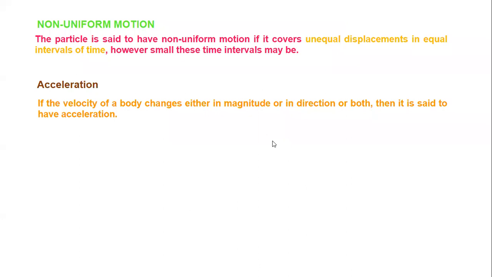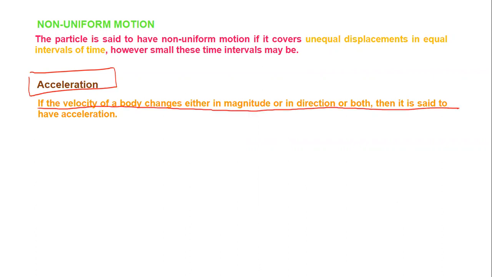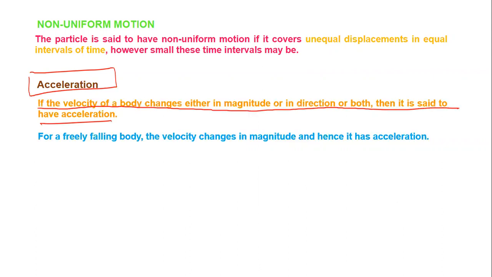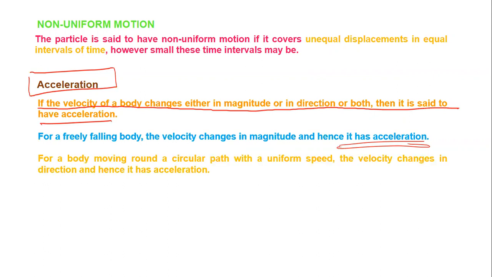Now we talk about acceleration. When the motion is non-uniform, the acceleration term is very important. If it is uniform motion, then acceleration is zero. But if it is non-uniform, then there is acceleration. What is acceleration? If the velocity of a body changes in magnitude or direction or both, then it is said to have acceleration. For a freely falling body, the velocity changes in magnitude, hence it has an acceleration. For a body moving around a circular path with uniform speed, velocity changes in direction, hence it has an acceleration.